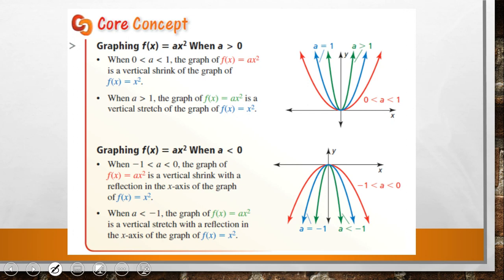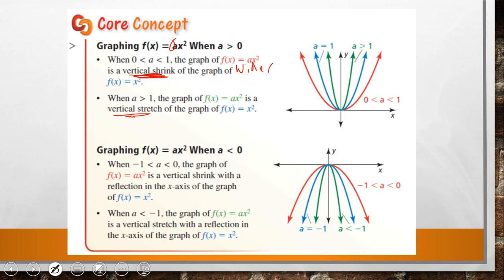All right, so let's see how this A affects things. And this goes back to something that we saw, transformations. We get them kind of with absolute value, but some of that stuff's going to hold true here. So when your number in front of x squared is from 0 to 1, okay, that's what's called a vertical shrink. All right, what does that mean? It means that the graph is going to become wider than the parent function.